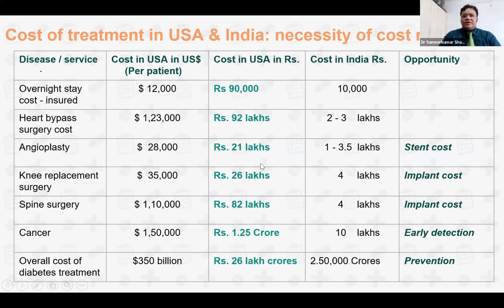Now, the cost of treatment in America is quite high as compared to our country, and of course, there is a necessity of cost reduction. And again, to mention where we have an opportunity, angioplasties are being done. Of course, the stent cost could be reduced. And again, we should not have that kind of pessimistic thinking that quality is a factor, a US FDA approval is a factor. So how do we overcome these barriers?